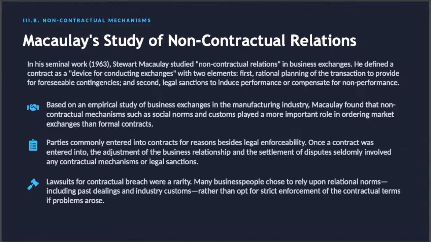Typically, people abide. Lawsuits for contractual breach were a rarity. Many business people chose to rely upon relational norms, including past dealings and industry customs, rather than opt for strict enforcement of the contractual terms if problems arose. So now we're seeing that code as law is not really the mainstay of contractual relations. Or business relations, I should say, are not necessarily contractual.